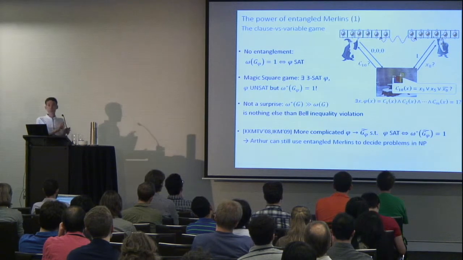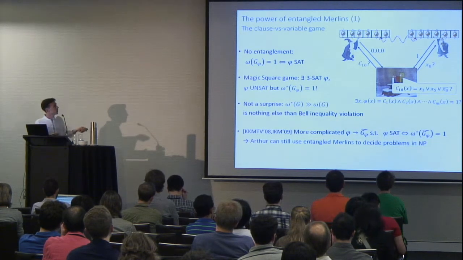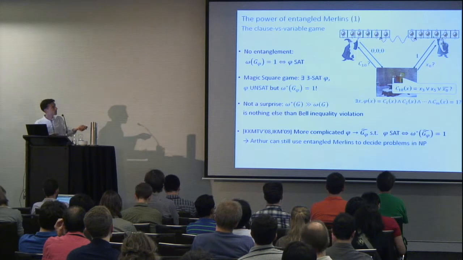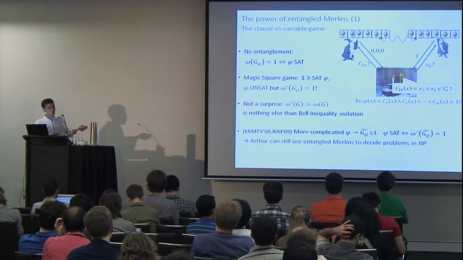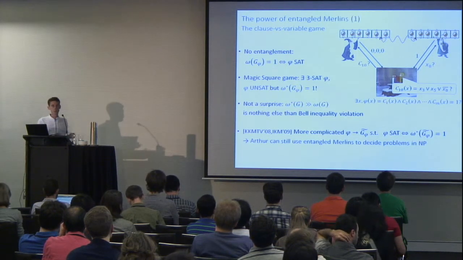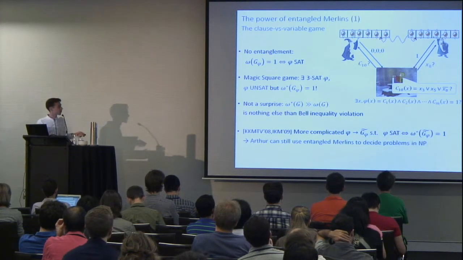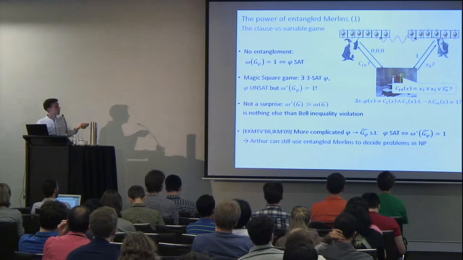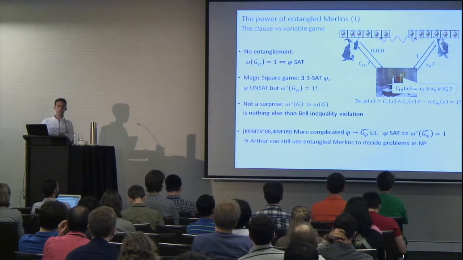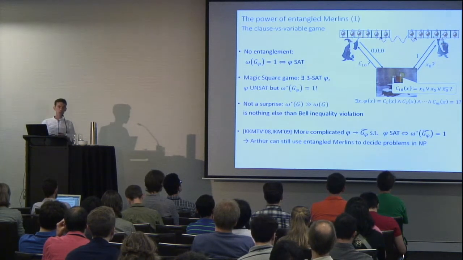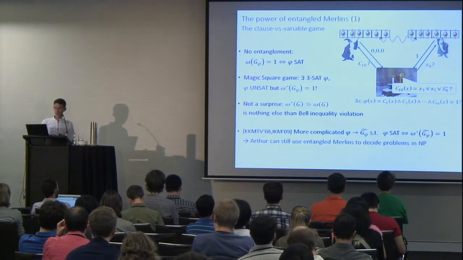So you can design a slightly more complicated game. It's not very different. The only thing you change is the question to the second Merlin. Instead of asking him one variable, you ask him two variables chosen in a certain way. And that new game will preserve the soundness. So it'll have the property that we had before, even if the Merlins use entanglement. So in this model, with entanglement, you can still verify NP languages.